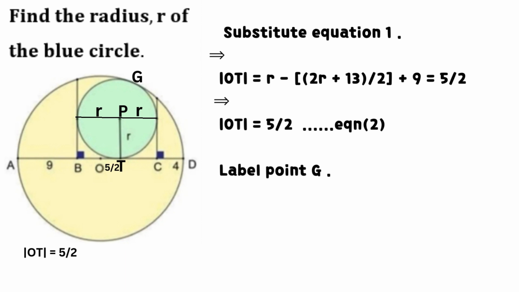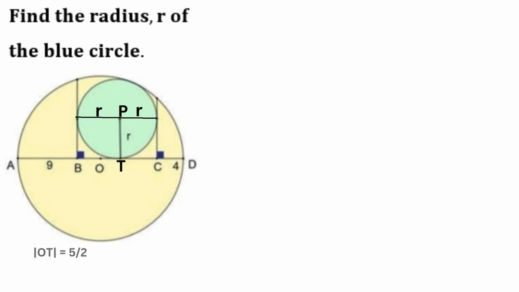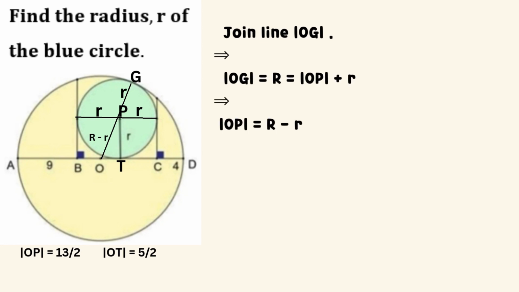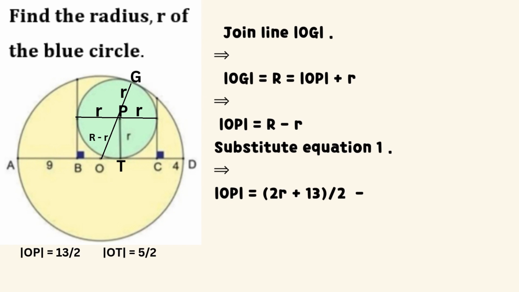Label point G. Join line OG. It implies that line OG equals r, which equals the sum of line OP and small r, which is the radius of the inscribed small circle. It follows that line OP equals r minus small r, as shown on the screen.